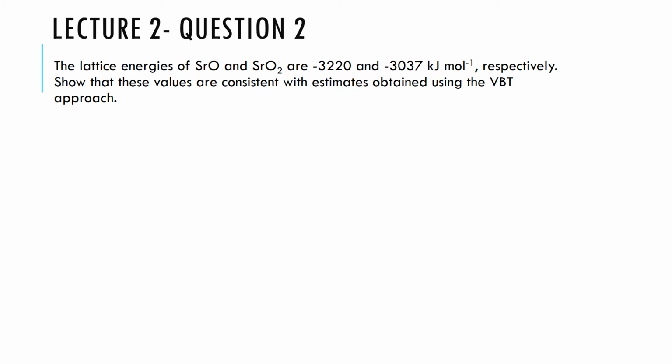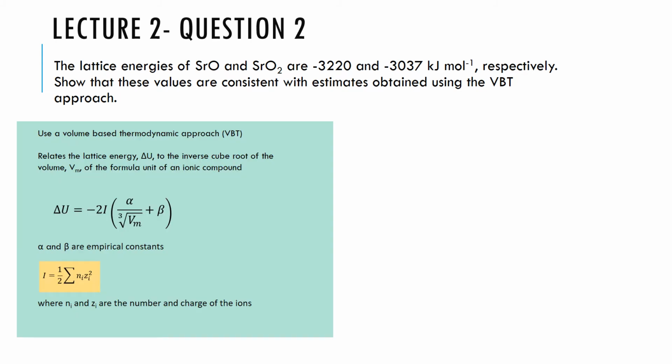Right, so moving on to some questions from lecture 2. Question 2 from lecture 2, to be precise. The question is: the lattice energies of SrO and SrO2 are minus 3,220 and minus 3,037 kilojoules per mole respectively. Show that these values are consistent with estimates obtained using the VBT approach. Some of you have asked me specifically about this question. This appears towards the end of lecture 2 and concerns the volume-based thermodynamic approach.